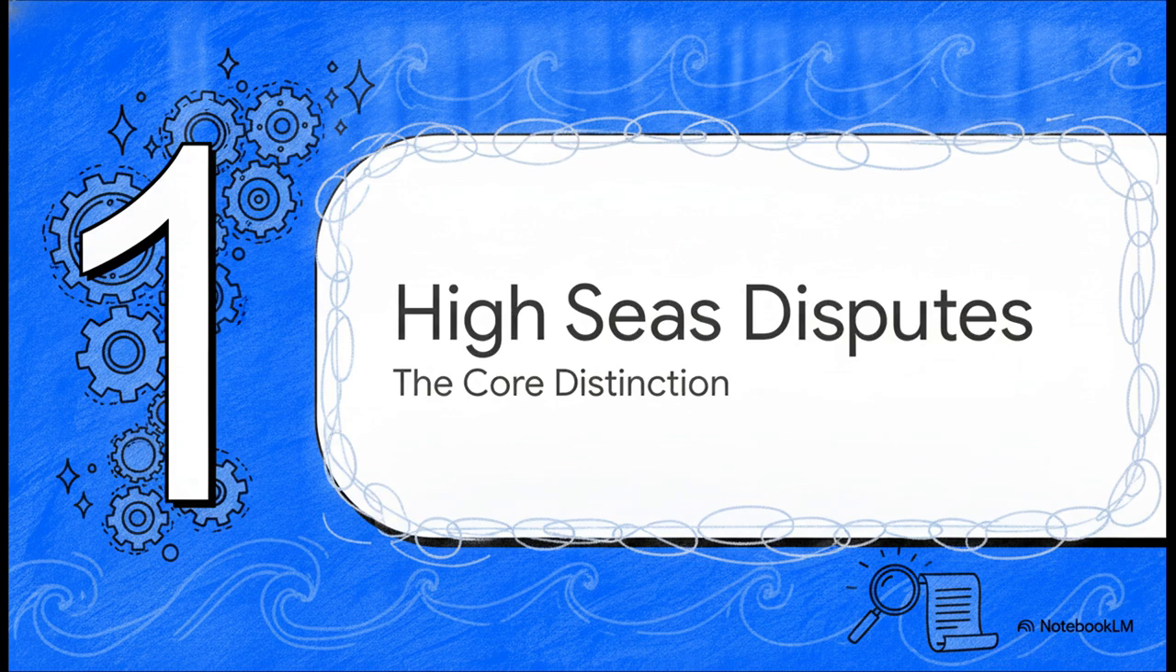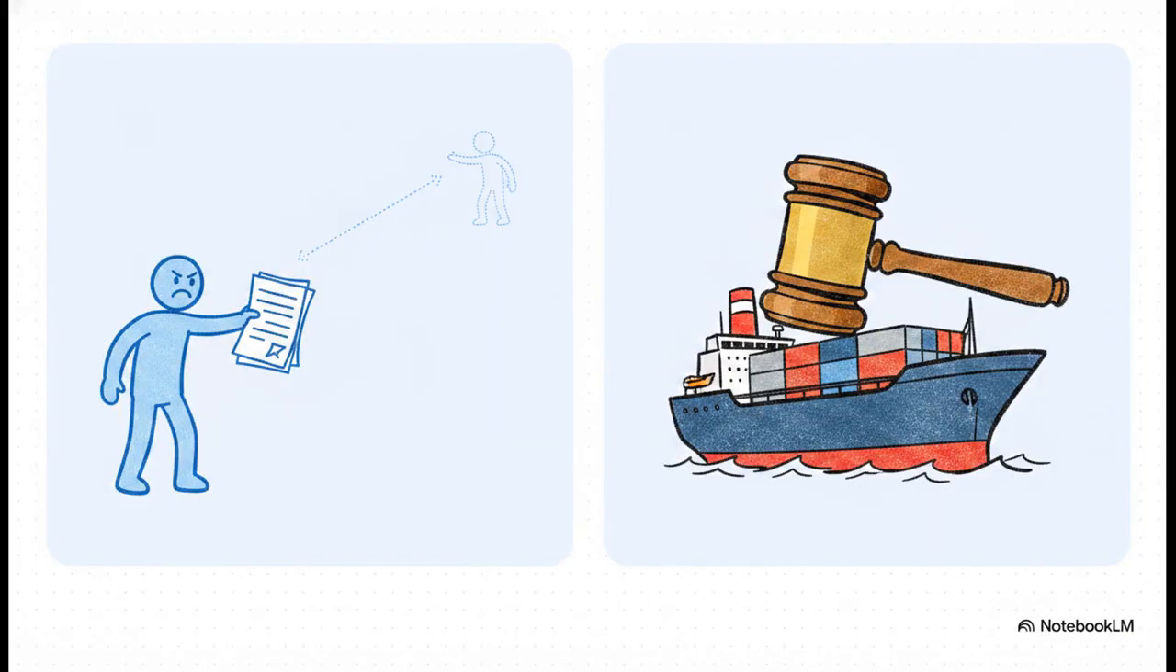We need to start with the absolute legal magic trick that makes maritime accountability possible in the first place. Think about a normal civil lawsuit. Usually you sue a person or a specific company, right? That's what we call a proceeding in personam. But in maritime disputes, as we just established, the owner might be completely unreachable. So Admiralty Law steps in with something wild. It allows you to proceed in rem.